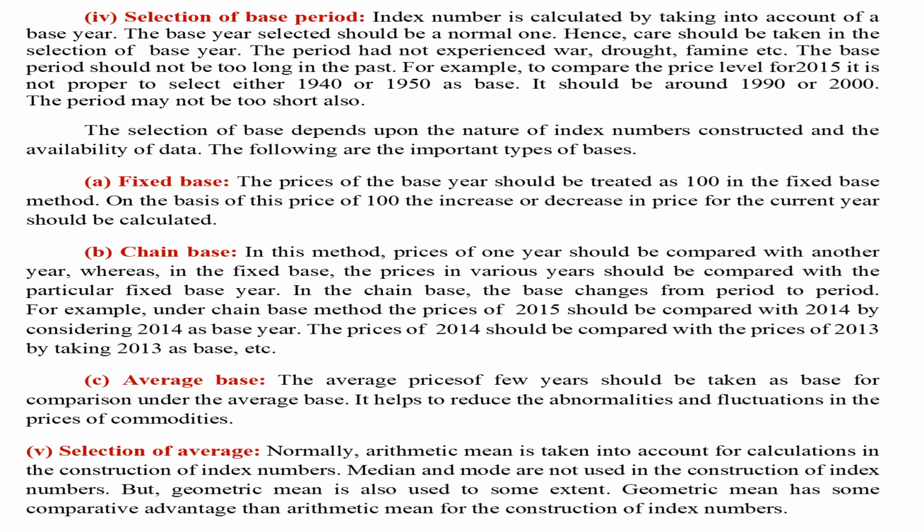Selection of average. Normally, arithmetic mean is taken into account for calculations in the construction of index numbers. Median and mode are not used in the construction of index numbers. But, geometric mean is also used to some extent. Geometric mean has some comparative advantage over arithmetic mean for the construction of index numbers.